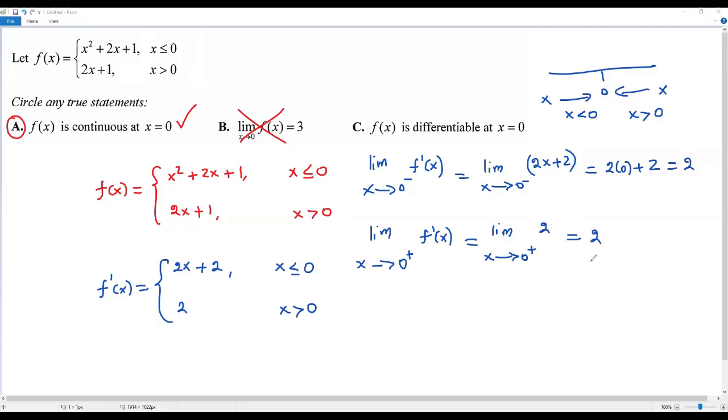Okay, now I got the left side limit as x approaches 0 for f prime of x, and the right side limit as x approaches 0 for f prime of x. Both of them are finite, that is 2, and also they are equal. Since both the left side limit and right side limit as x approaches 0 for f prime of x are finite and equal, we can say that the function f of x is differentiable at x equals 0. So the statement we have in part C is true. So among the three statements, only two statements, part A and part C, are true. The second statement, part B, is false.